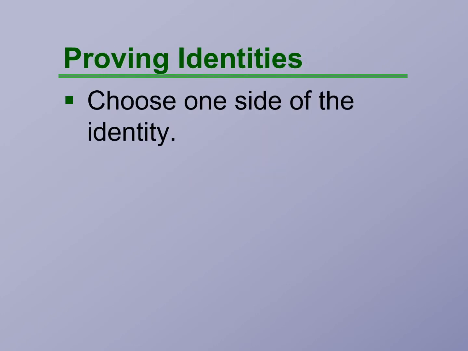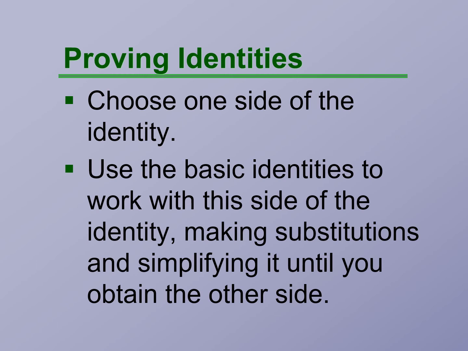So when you're proving identities, you want to choose one side of the identity to manipulate. You're never going to try to work on both sides, because then things will get messy and you're going to lose what you were trying to prove in the first place. So pick one side. And then you're going to use our basic identities that we just went over, and you're going to work with that side only, making substitutions and simplifying it until it looks like the other side. And once it looks like the other side, you're done. You proved it.